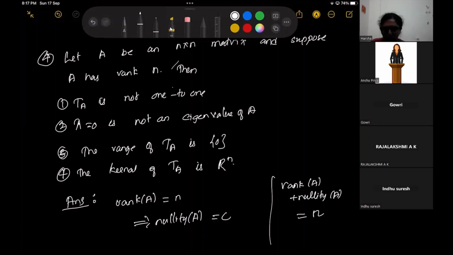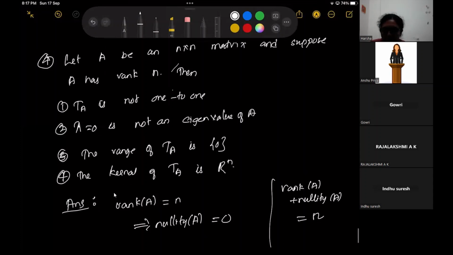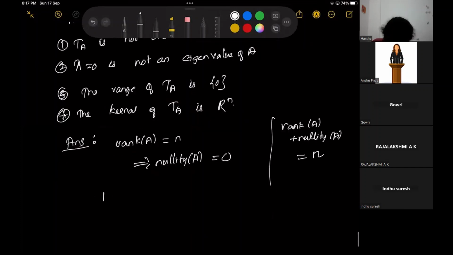Nullity of A equal to 0, right? Because rank of A plus nullity of A should be equal to n. So nullity of A equal to 0. Now, the map is given, TA. What does this TA mean? TA is defined as TA of x equal to Ax. That is what is meant by the linear transformation TA.